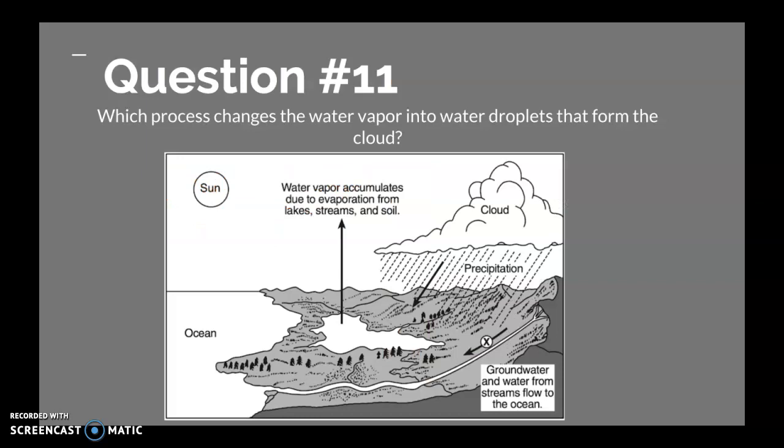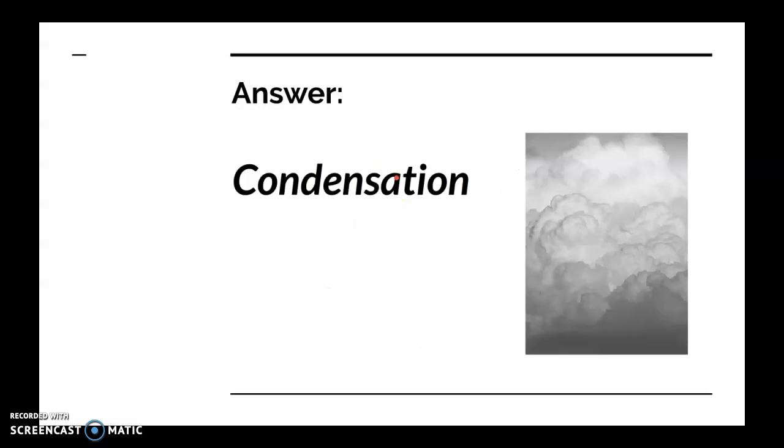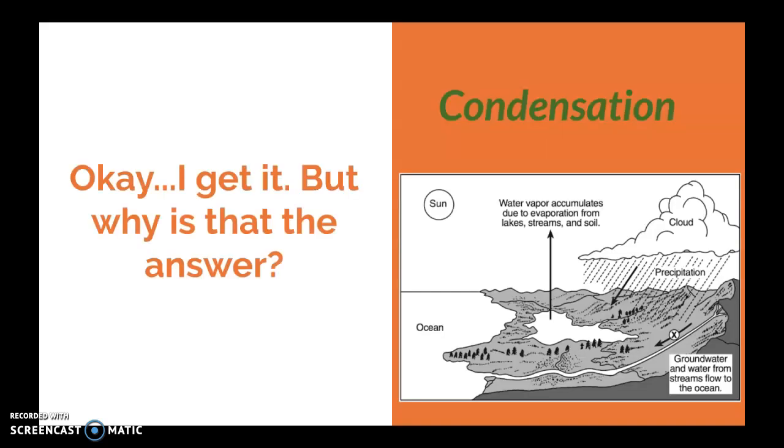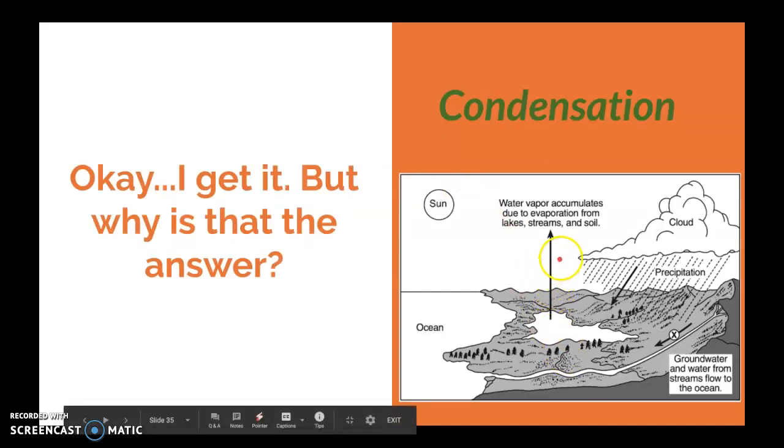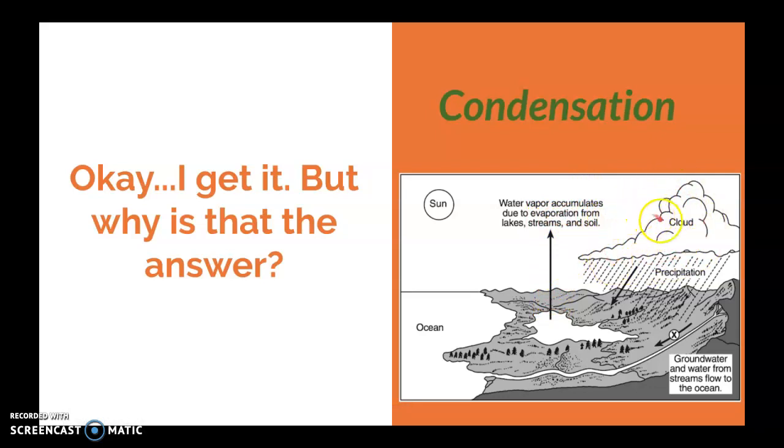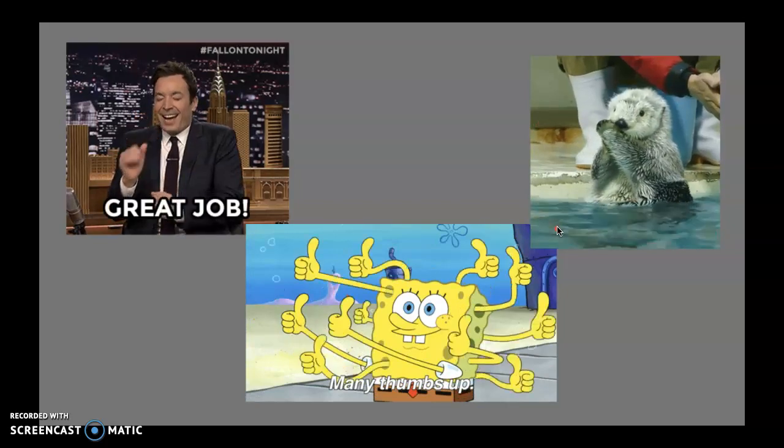Yes, another one. Which process changes the water vapor into water droplets that form the cloud? So we have evaporation, we have precipitation, but there's something missing right here. Maybe y'all know what that is. It's going to be condensation. 10 points for Gryffindor. Very good job if you got that, all right? Condensation is after the water vapor is in here. It condenses and cools to form a cloud. Once that cloud gets all filled up, then we're going to have some precipitation, and the cycle continues.